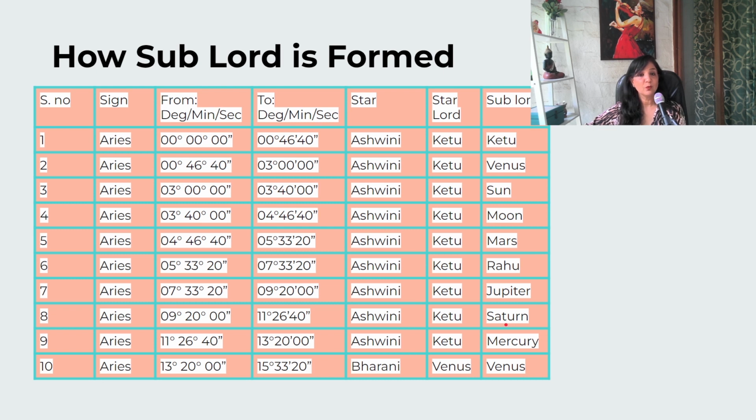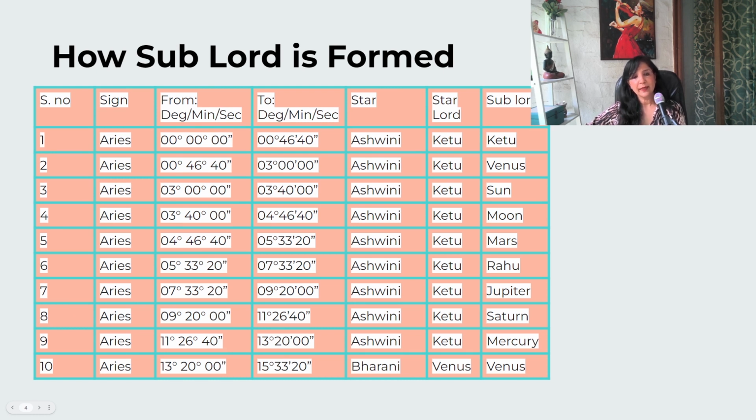Like here, if the moon is at 10 degrees in Aries sign, he gets Ketu Mahadasha and Saturn Antardasha. Moon sign in Aries, so the star lord is Ketu, the sublord is Saturn. And if you change degrees, like if I go back to 6 degrees, then again Ketu Mahadasha, Ketu star lord, and the sublord will be Rahu in this case.